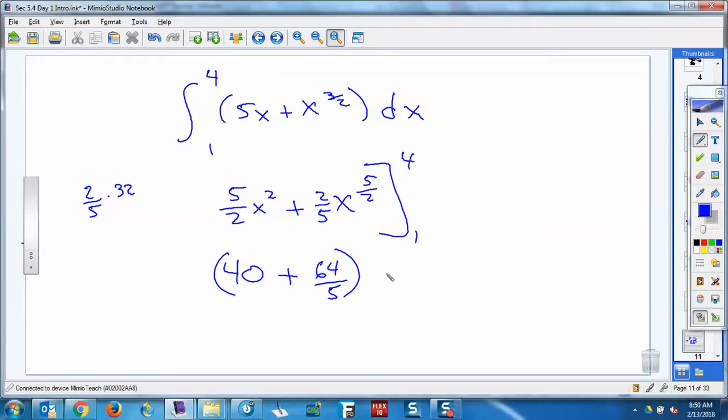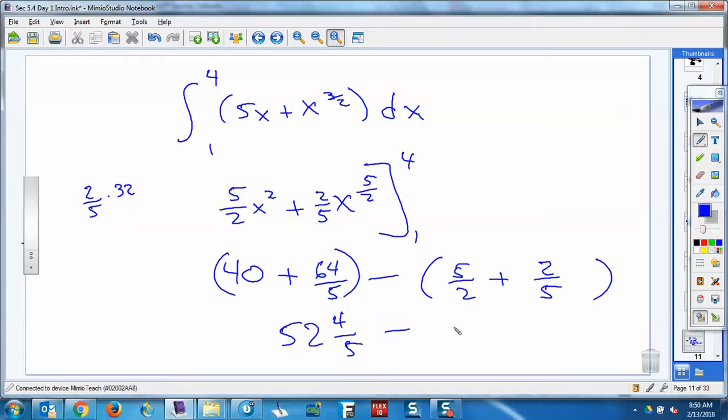Okay? Minus, now we put a 1 in. Okay, here's where the parentheses become important. Okay, now we put a 1 in. That'd be 5/2. Plus, we put a 1 in here. 1 to anything is 1, 2/5. So yeah, you'd have a little bit of fraction thing to do here. Okay, so maybe on this one, you'd say 5 goes into 60. That'd be 12 times 12 and 4/5. That'd be 52 and 4/5.